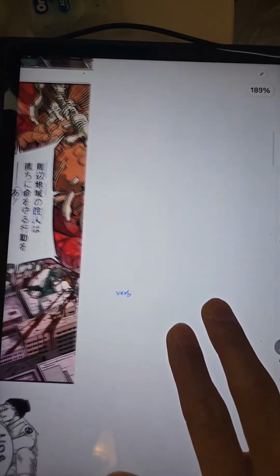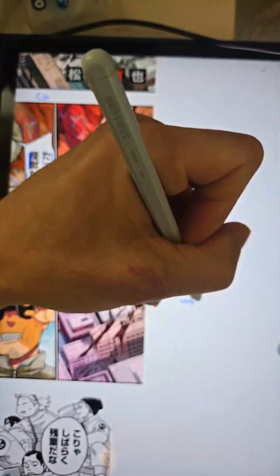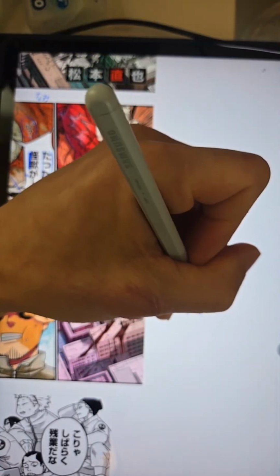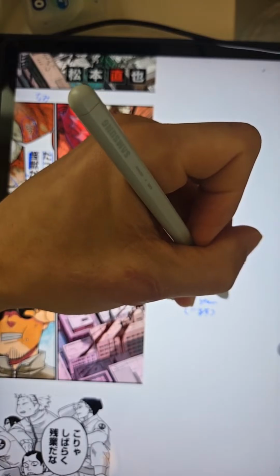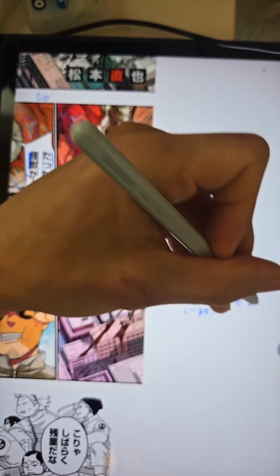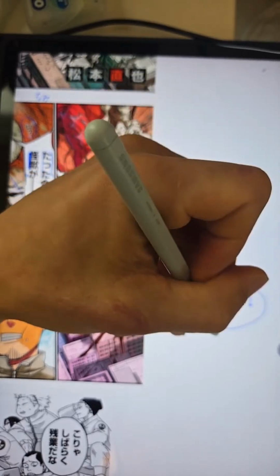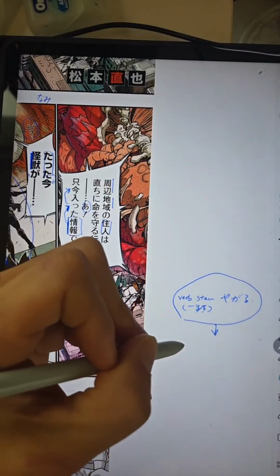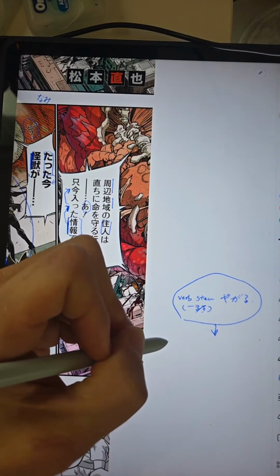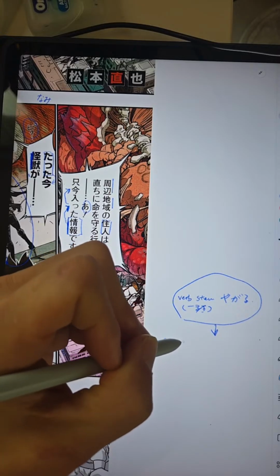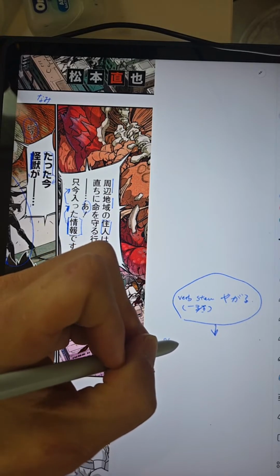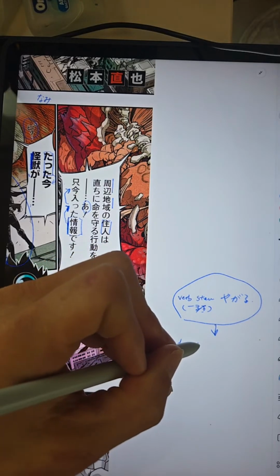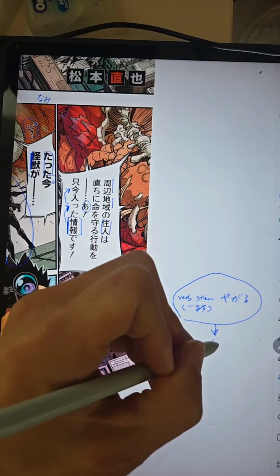Japanese. Let me explain. Verb stem, meaning masu form and take off masu, plus yagaru. You might hear this many times in manga. It is for when someone does something and you don't like that.